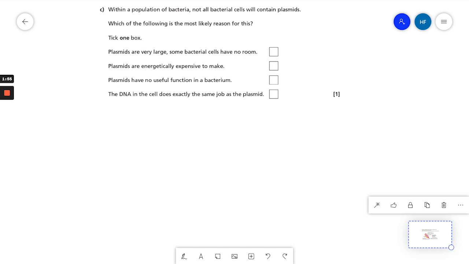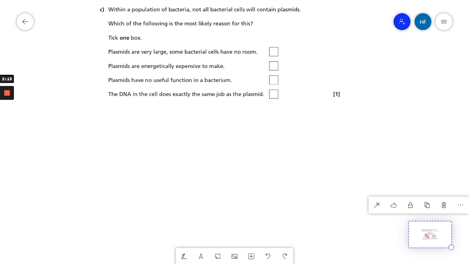The first says, plasmids are very large and some bacterial cells have no room. Now, from the diagram of bacterial cells, you should probably recall that plasmids are actually quite small in comparison to the rest of the components within the cell, so this one is certainly not true.